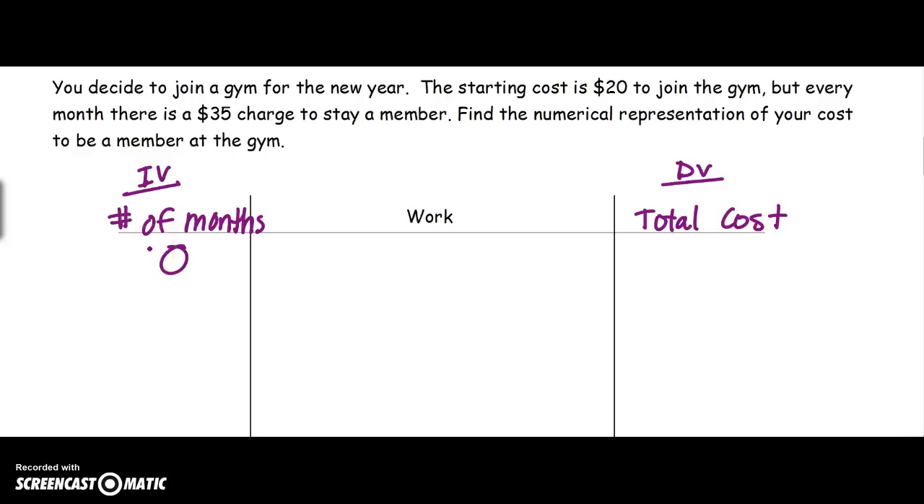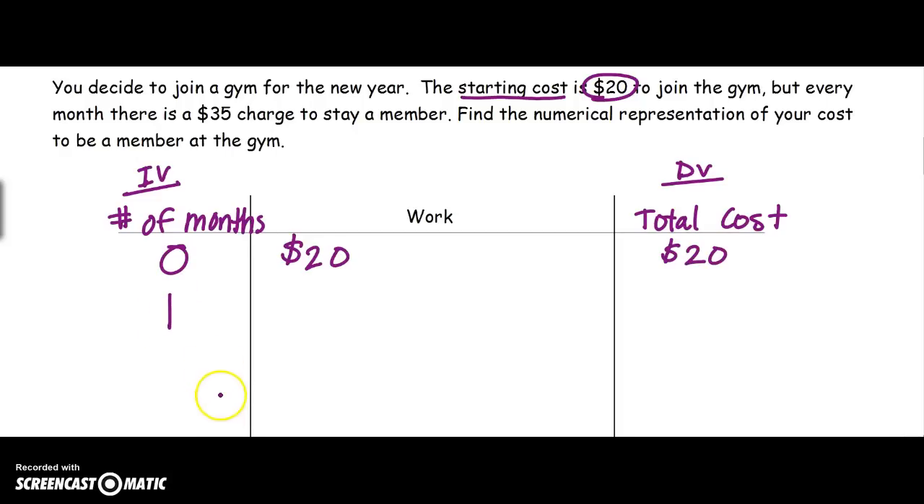If we have 0 months, we're just signing up. What were you supposed to pay? So the starting cost is $20. So you paid the $20. Were you there any months yet? No. So your total cost so far is $20.